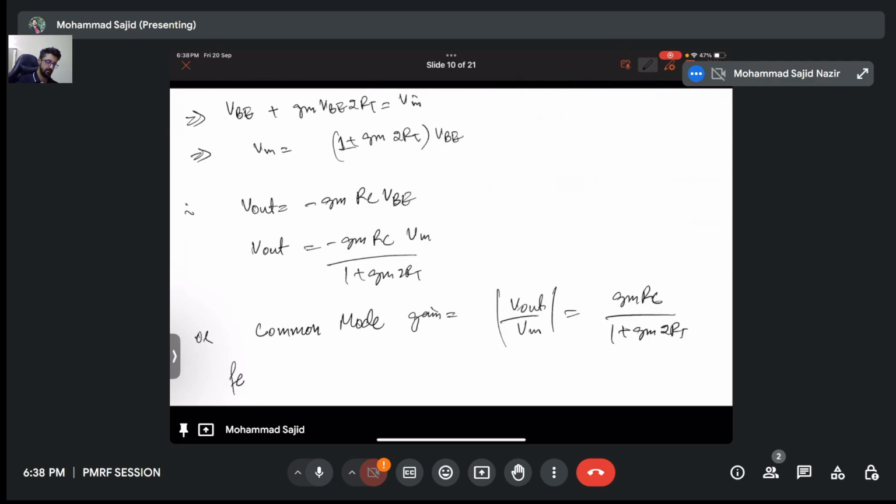Now for the case where GM times 2 times RP is greater than 1, let's call it AC, that is the common mode voltage gain. It will be RC by 2 times RP. This is the most common answer you will see in the textbooks.